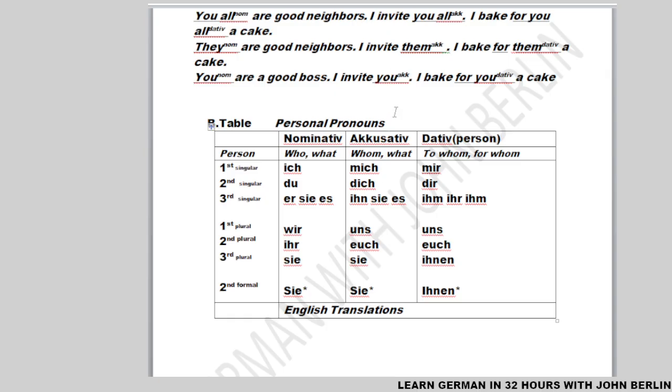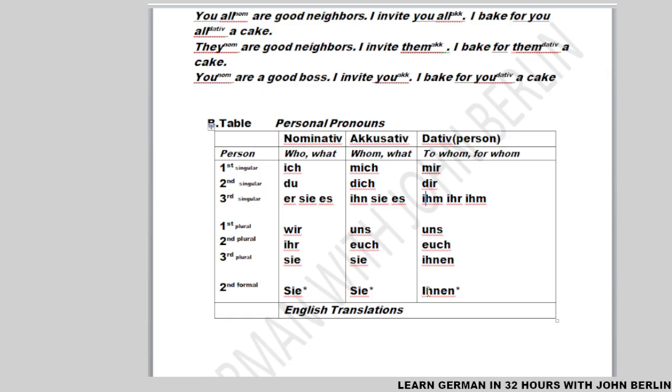I bake for you, I invite you, sorry. So whom do I invite? I can't say this, I'm being formal. Again, I say sie. Yeah, it looks the same. No problem. So this is Atif. I bake for you a cake. For whom do I bake a cake? For you. Yes, I can't say dia, it'll be informal. I'll say ihnen. So you can see the third person plural and second person formal look the same, except second person formal has a capital first letter.